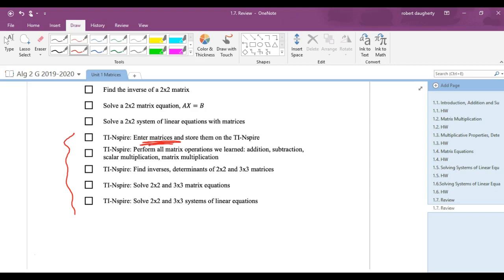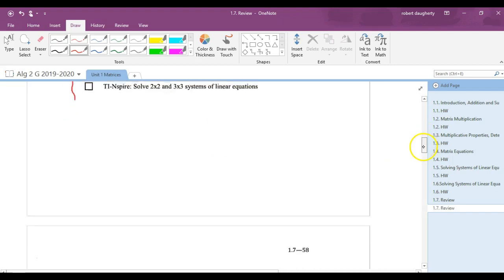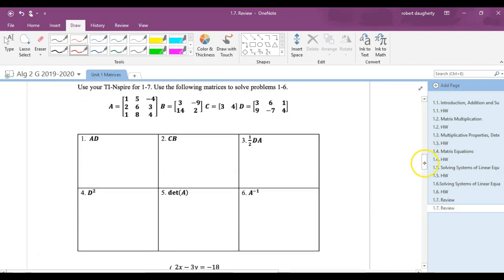And then with the TI Inspire, do everything that we did before we had the TI Inspire. That was adding, subtracting, multiplication of matrices, finding inverses. With the TI Inspire, it really doesn't matter the difference between a 2 by 2 and a 2 by 3, okay? You plug it in and the calculator does all the work, and we'll go from there. So let's take a look at some of the examples. Get used to this format.